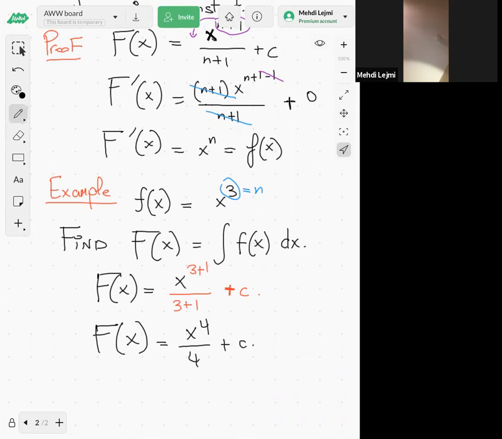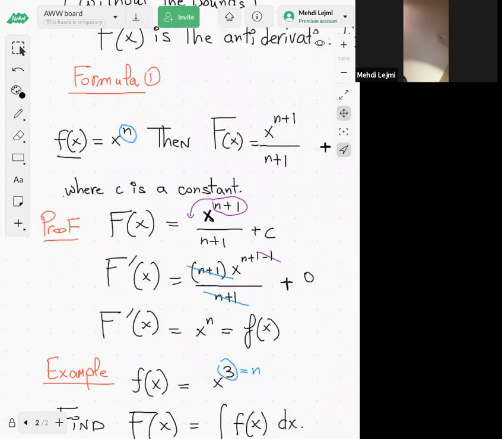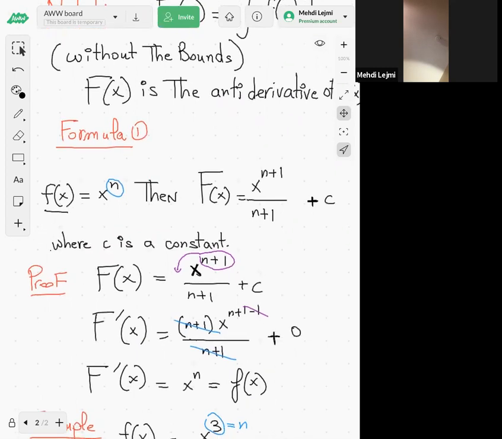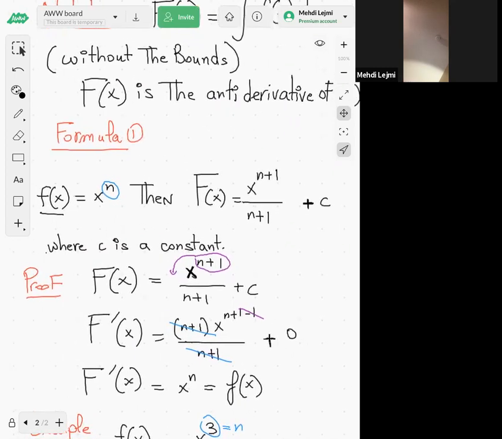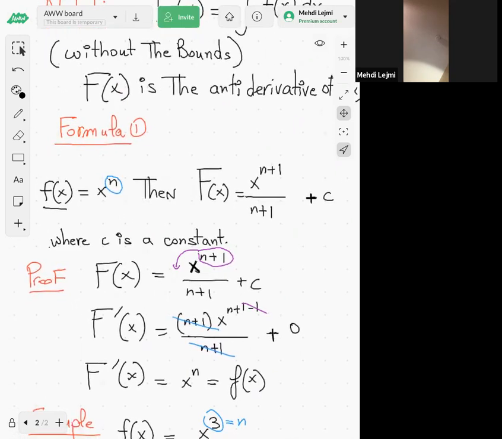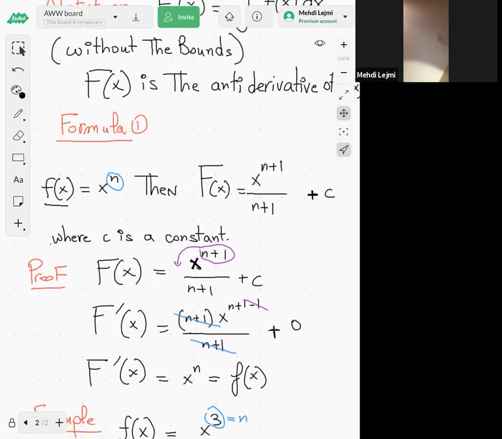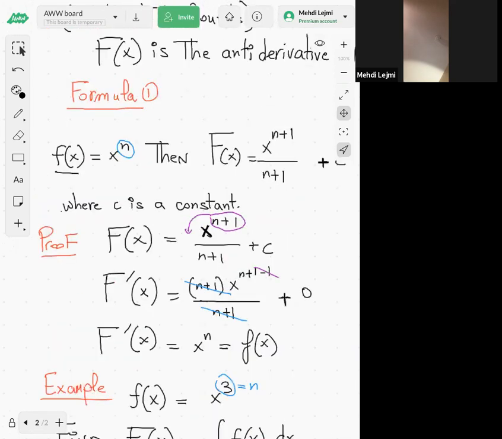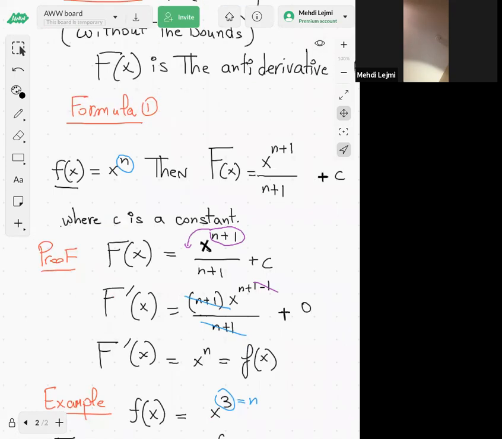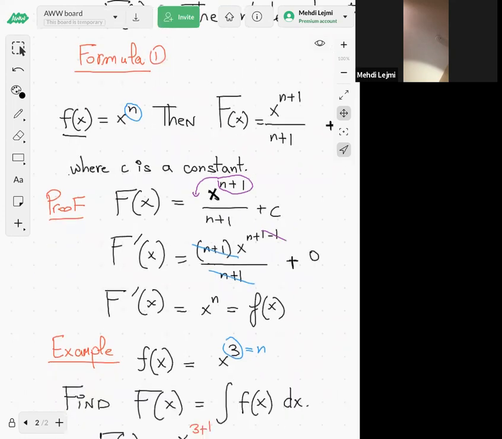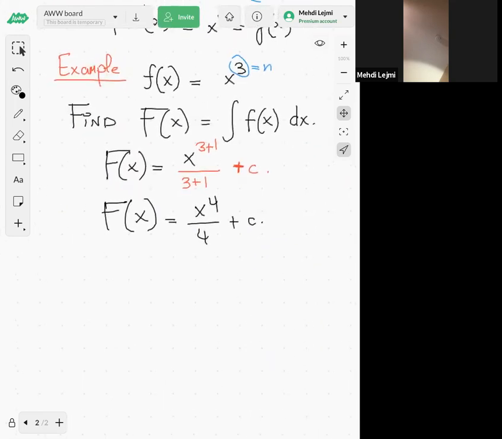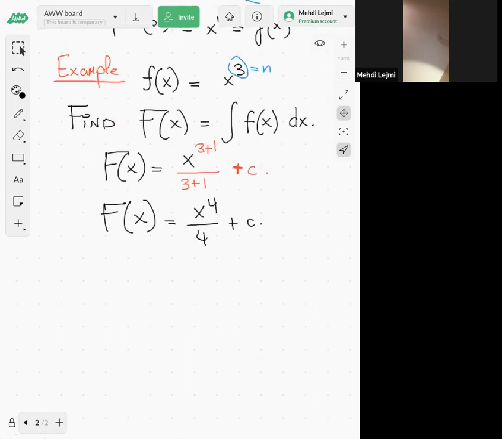All right. So this is our first formula for the integral or antiderivative, right? If you have your function f of x equal to x to the power n, then this capital F, this integral or antiderivative, would be x to the power n plus one over n plus one, plus this constant c. All right. That's because the derivative of capital F would be the lowercase f, right? So this capital F is my antiderivative. So this is for x to the power n.